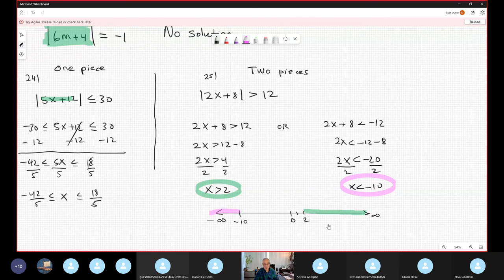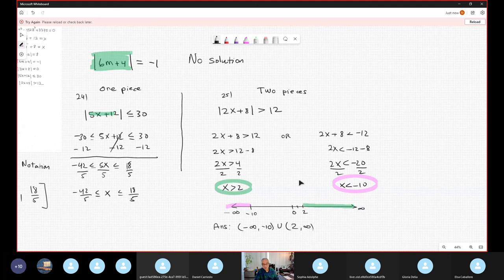So what is the final answer? The pink part is from negative infinity, comma, negative 10, with a parenthesis, because it does not include 10. Do you understand it cannot include 10 because there is no equal sign here? Then a union, because you connect two disjoint intervals with a union, and the other is 2, comma, infinity. This is the answer I want to see. Please remember, one piece for less than, two pieces for greater than. It's not mandatory to do the number line analysis, but if you want, you can.